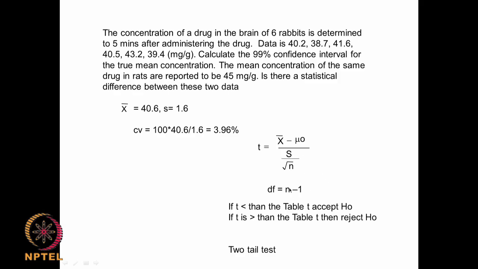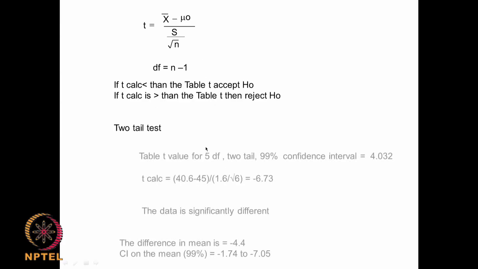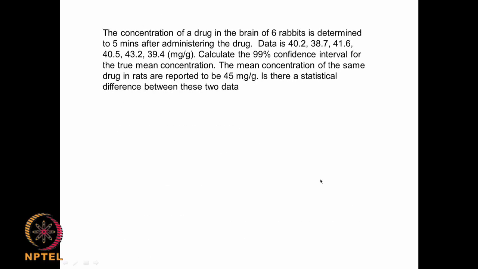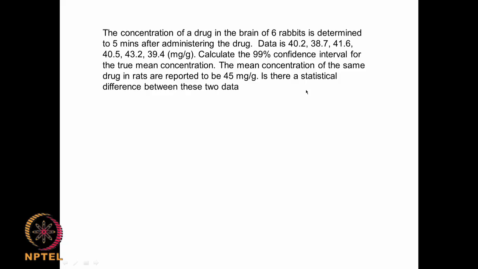So H naught will be mu equal to mu naught, H alternate will be mu not equal to mu naught. And so we do the two tail test. Okay, for 5 degrees of freedom, 99% confidence. Let us look at the table. Two tail test. 99% confidence means it is 0.01. For 5 degrees of freedom, you get this here, 4.032.